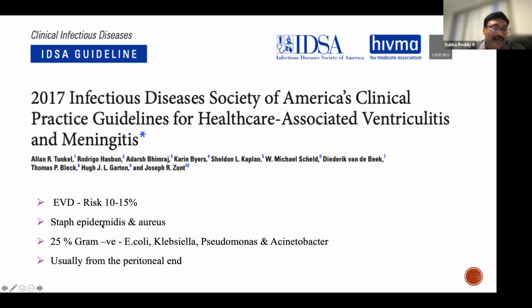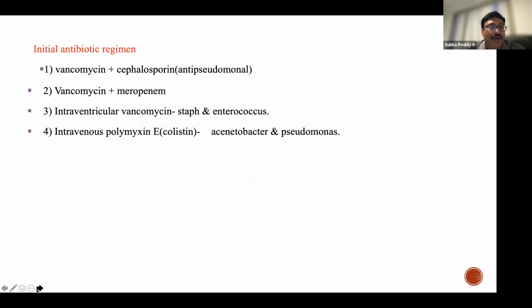The most common organisms are Staph epidermidis and aureus, and 25% of the time it is gram negative: E. coli, Klebsiella, Pseudomonas, Acinetobacter, usually from the peritoneal end. But in our intensive care unit, we definitely see much higher gram-negative ventriculitis than gram-positive like Staph epidermidis or aureus.